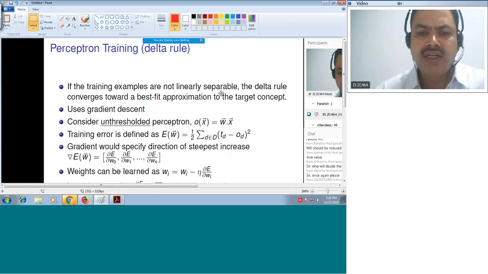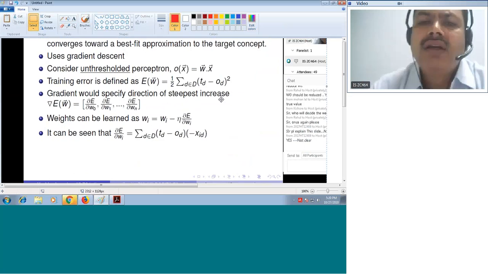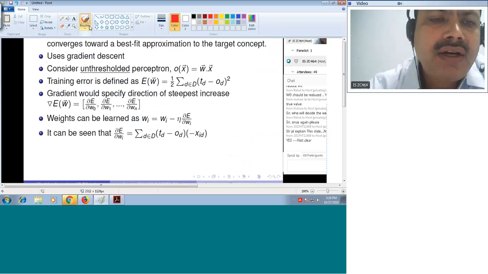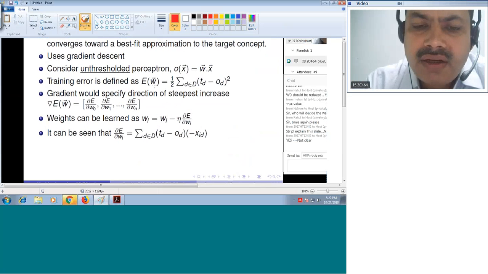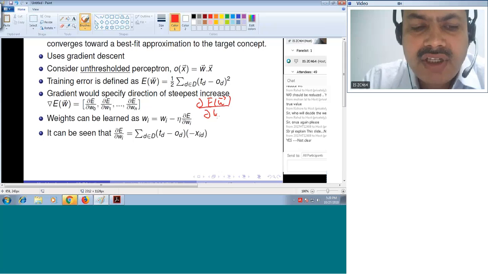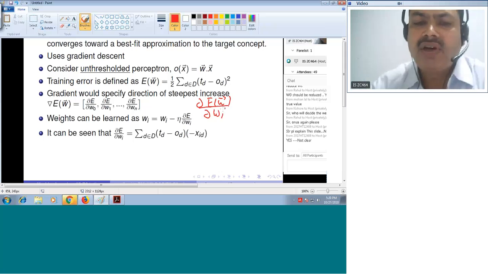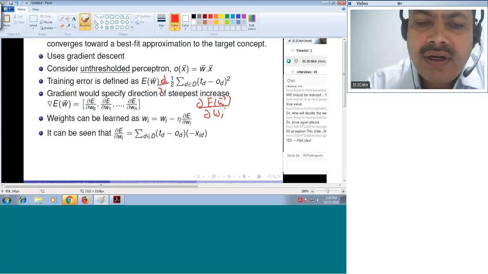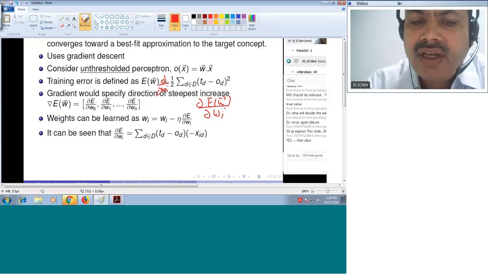Okay, let me tell you what the derivative of this is. Differentiate del E of W upon del Wi, with respect to Wi. What would happen? Del upon del Wi is a differentiation. The half is a constant, it will come out. Then this is a summation term, therefore the derivative would go inside.